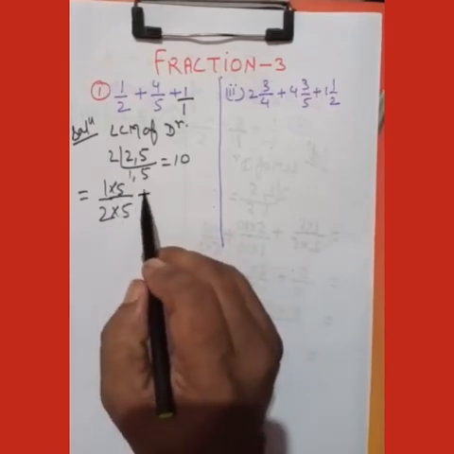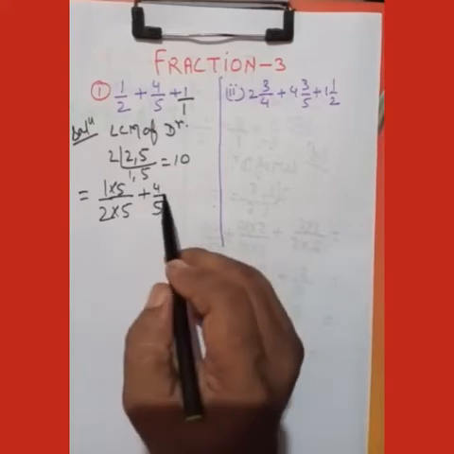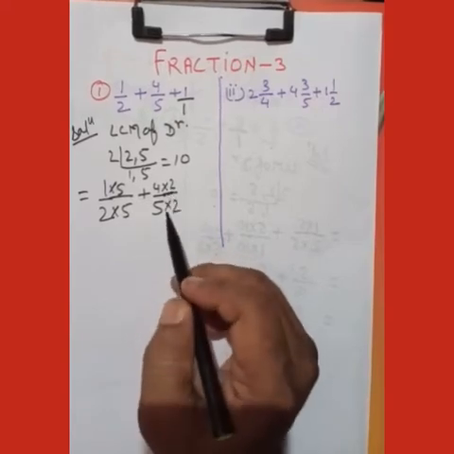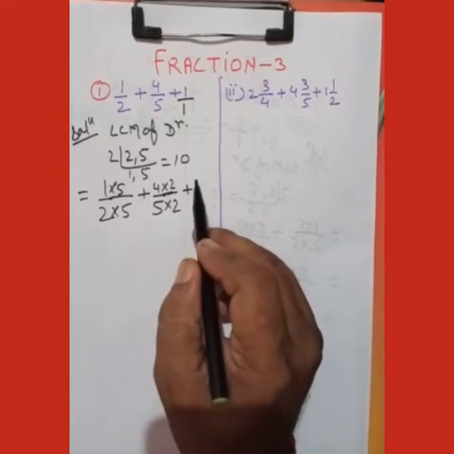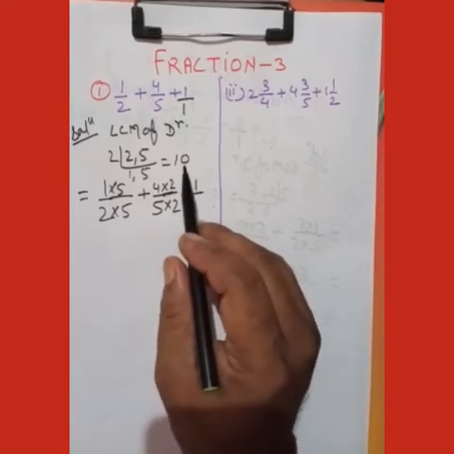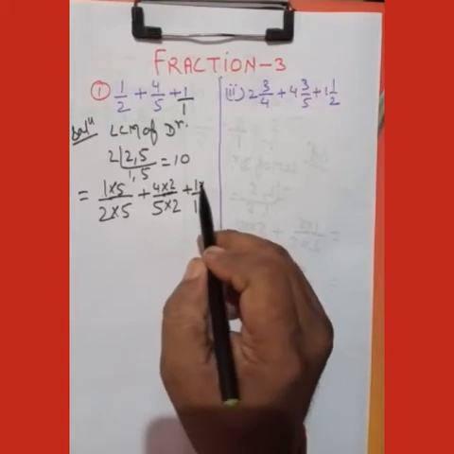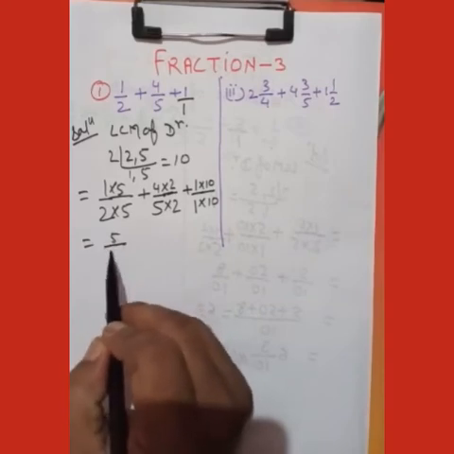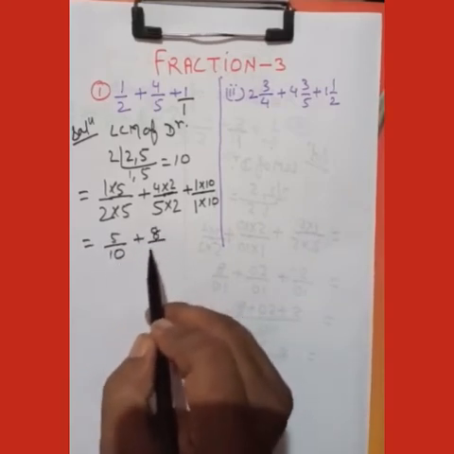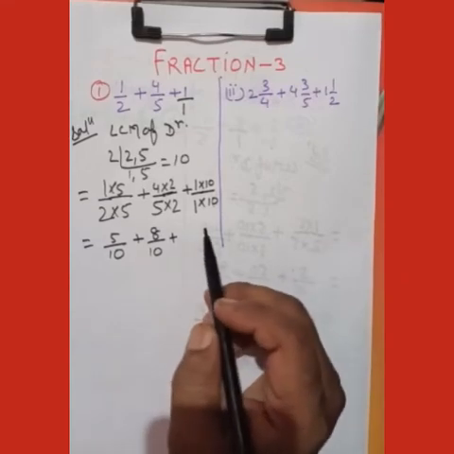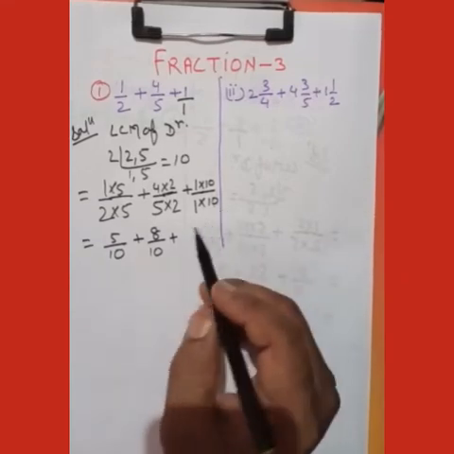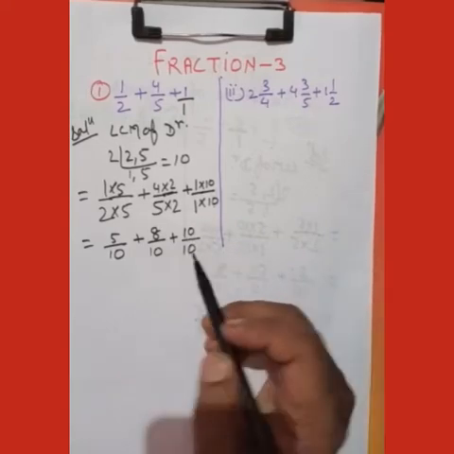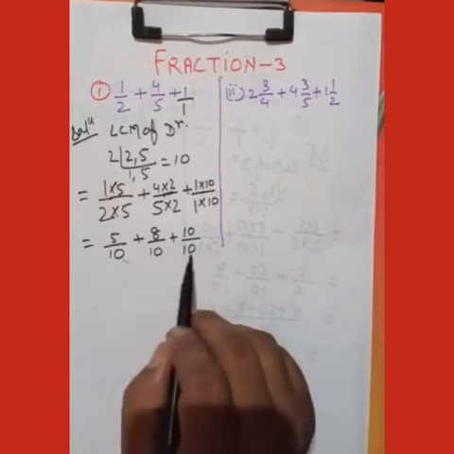Now second, 4 by 5. Again here, when you divide 10 by 5, you get 2 as the quotient. So multiply numerator and denominator by 2. Now in 1 upon 1, while dividing 10 by 1, we will get 10. So multiply by 10 on numerator and denominator. Now see, 5 upon 10 plus 8 upon 10 plus 10 upon 10. Okay students, now we got all the denominators equal to the LCM.